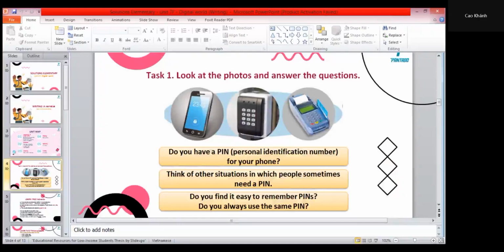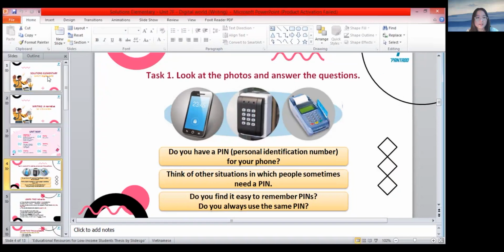Now I'm going to share my screen. Can you see my shared screen? Not yet. Okay. Oh, can you see it now? Yes, I can. Okay, good.